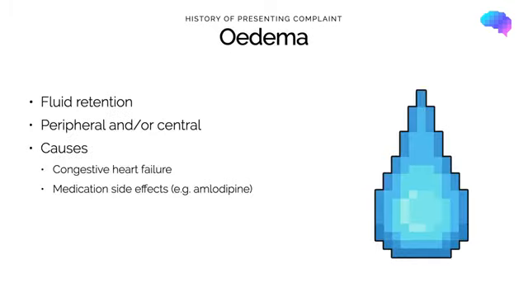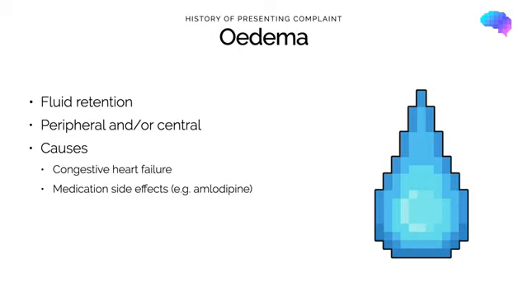Now let's discuss edema. So this refers to fluid retention in various body tissues, and depending on the location of the edema, it has a different name. So if there is edema affecting the lower limbs, we call this pedal edema. If there's edema within the abdomen, we often refer to this as ascites. And if there is edema within the lungs themselves, we call this pulmonary edema.